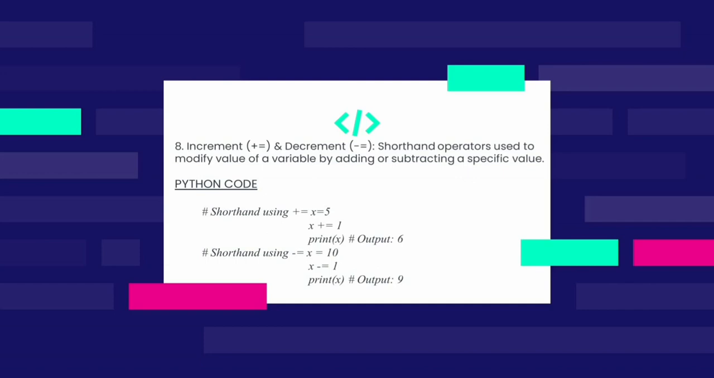These are shortened operators used to modify the value of a variable by adding or subtracting a specific value. For example, x += 1 is equivalent to x = x + 1, which increments the value of x by 1. Similarly, x -= 1 is equivalent to x = x - 1, which decrements the value of x by 1. These operators are commonly used for incrementing or decrementing loop counters or variable values in programming.